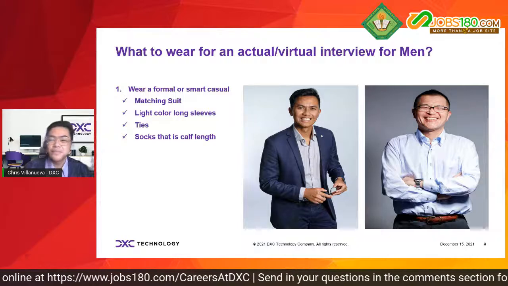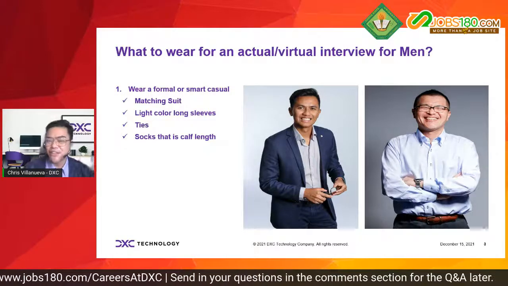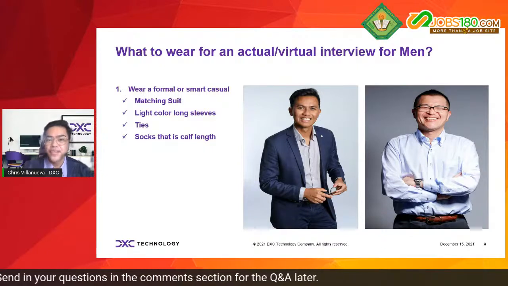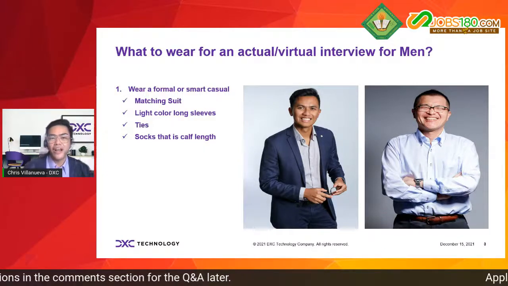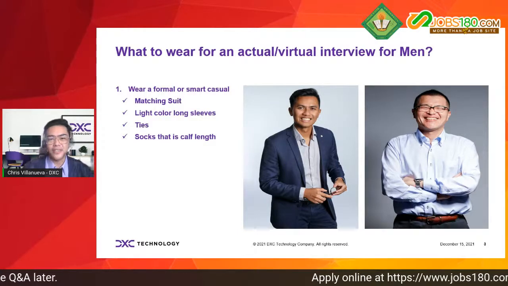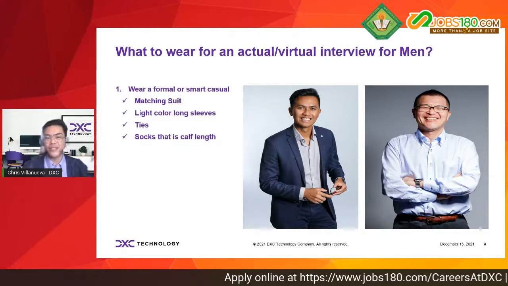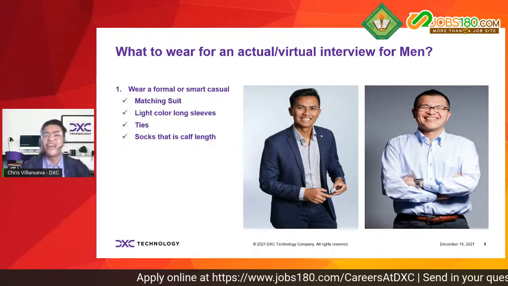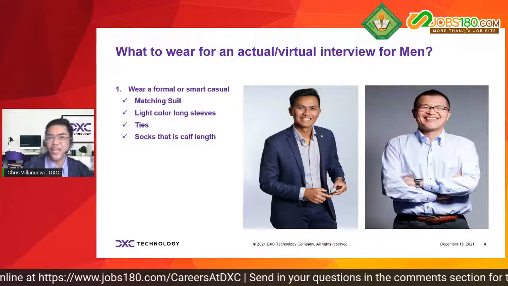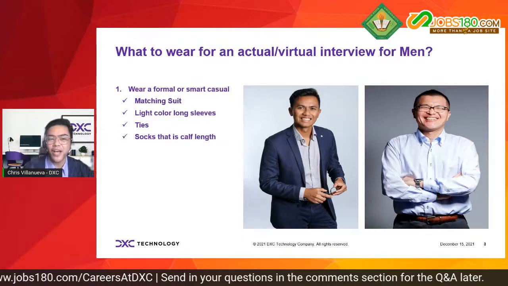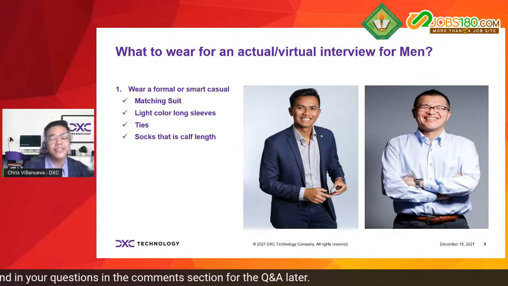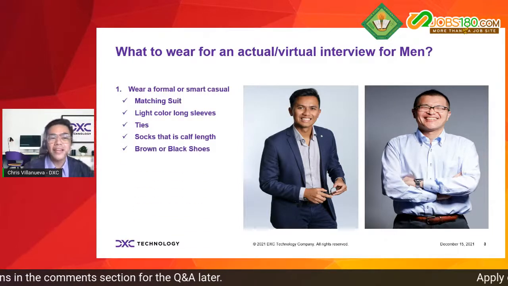Usually right now in the virtual world, since the pandemic, we just have virtual interviews, right? So we just make sure to cover the scope of our camera. If it's just going to be on this part, then let's make sure that this part until here is all formal or at least presentable. And if it's going to be a full-time face-to-face interview, I would recommend for the lower parts wearing socks that are calf length and brown or black shoes.